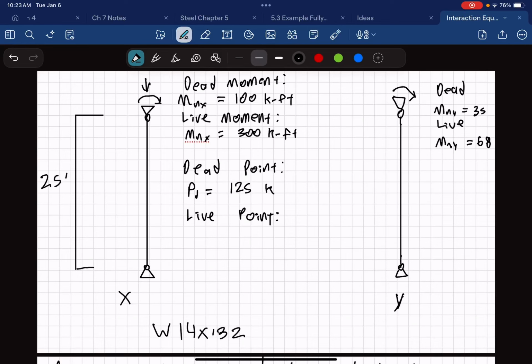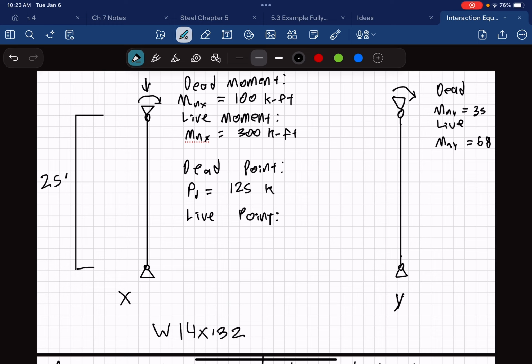You've been struggling with AISC interaction equations for beam columns. This is the correct video for you. In this problem, we're going to look at a W14x132 beam subjected both to end moments and an axial load and see whether the member satisfies the AISC interaction equation.